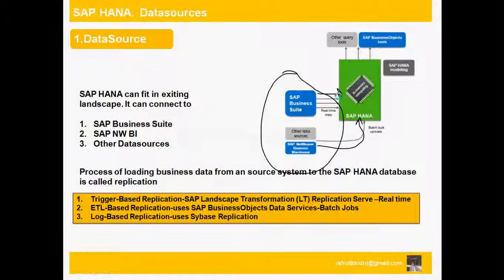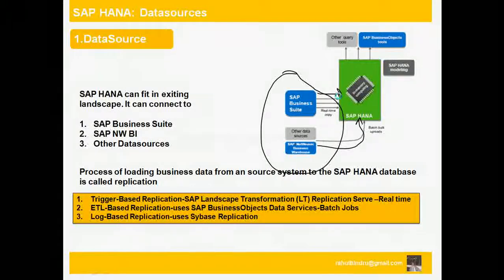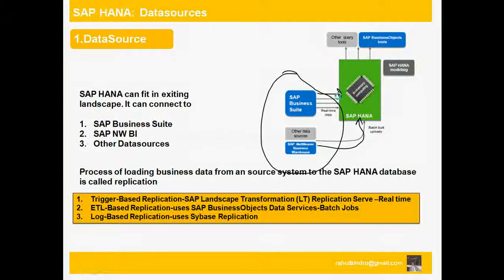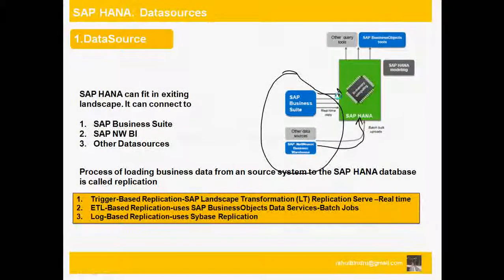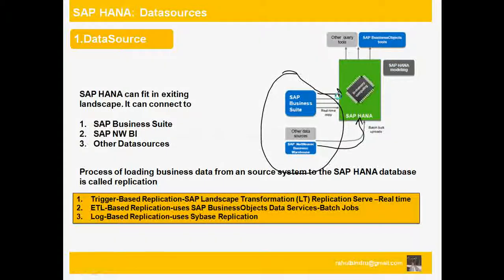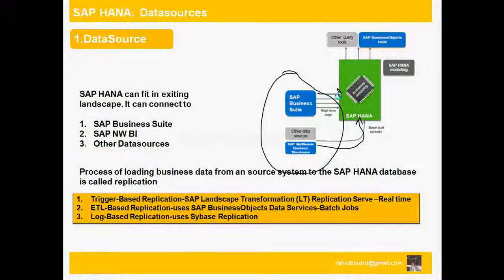Then we're talking about ETL based replication, where you can have your batch jobs run. This works if you have BusinessObjects Data Services, where you can have the jobs running on the system maybe hourly, half hourly, or every 6 hours, or whichever way you want to configure them. So there is more flexibility here in loading this to a HANA database.